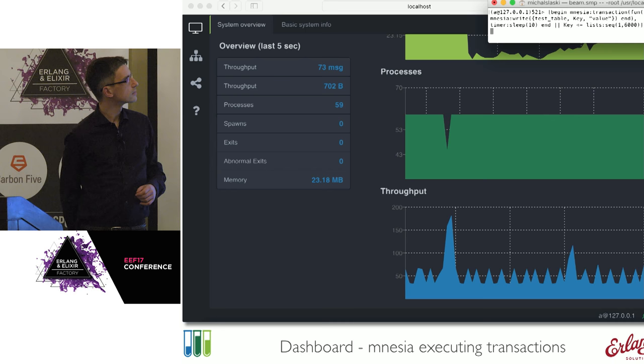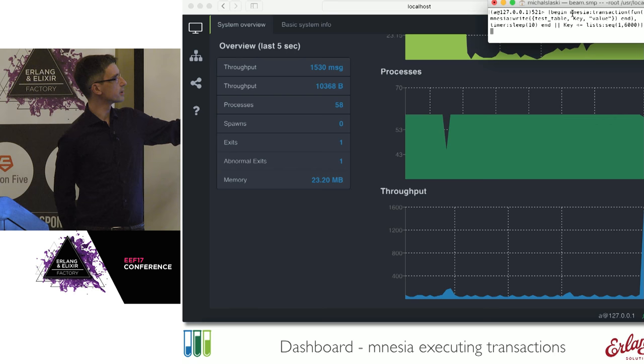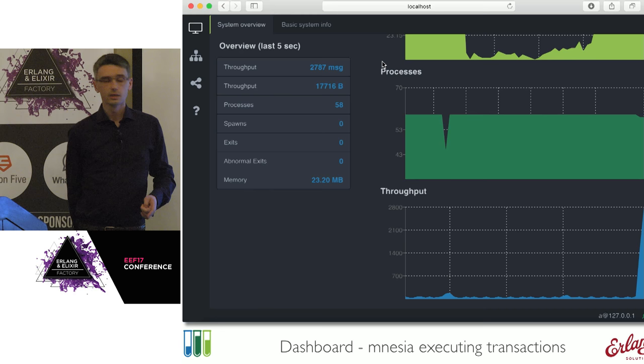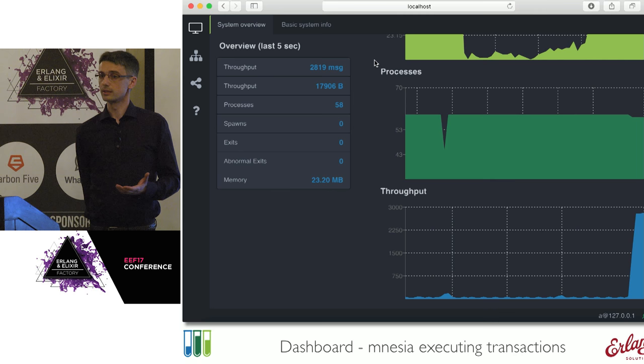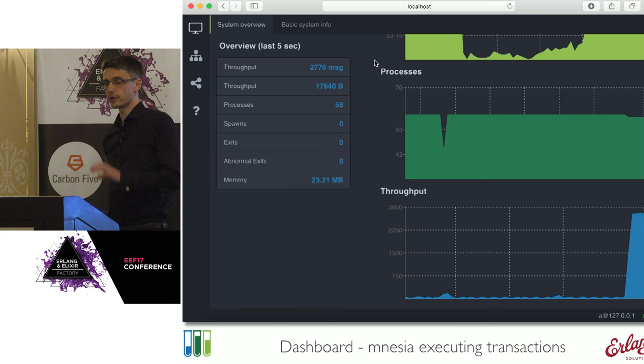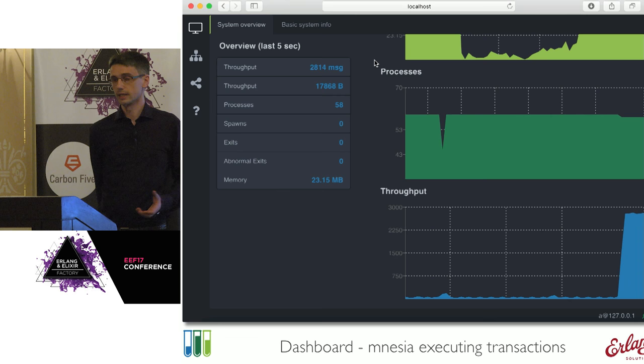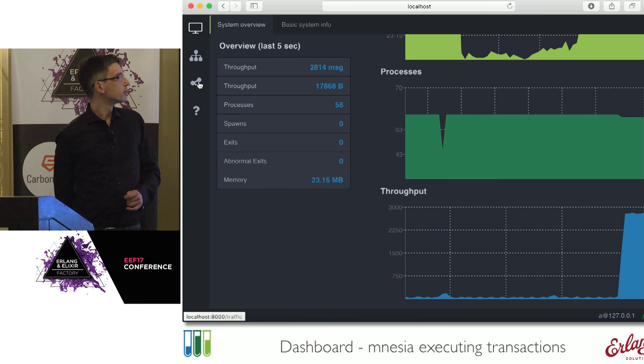And of course, the number of messages flying through the system increases. So now we are processing something like 3,000 messages per 5 seconds. And this is also visualized in the graph, so you get some historical context. How was it a few minutes ago? How is it now? You can spot a trend, if you like. So nothing fancy, but it gives you a very first impression of what the system does. Is it really busy? Or maybe it's just doing nothing, really idling. This one is now quite busy as it executes the Mnesia transactions, and we can very easily spot it by looking at the graphs.